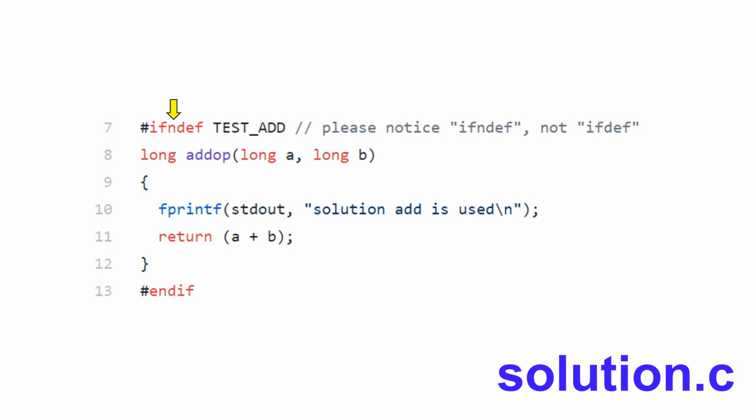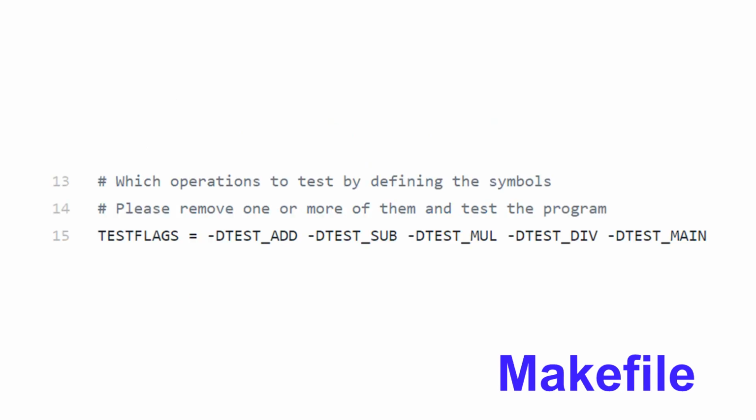By using a reference solution, it is possible to grade other parts of your programs even if this part is incorrect. How will the symbol be defined or not defined? This is controlled by Makefile. In Makefile, the test flags define what functions will be tested. Now, let's run the program and see what we get.